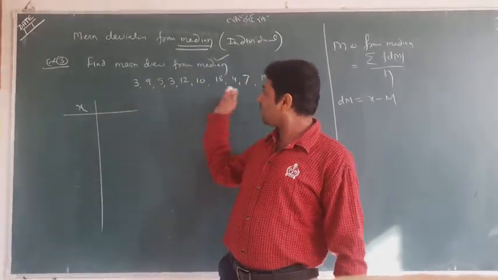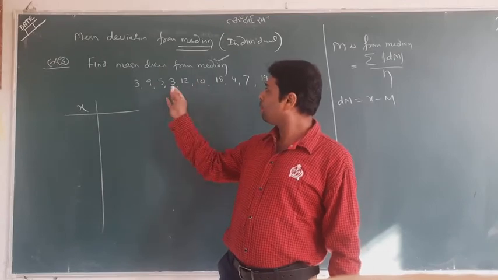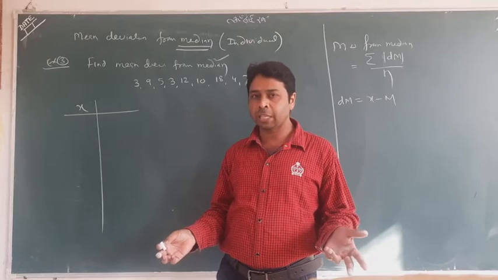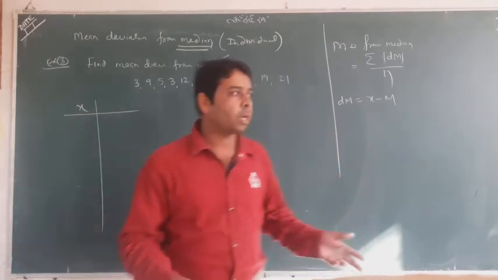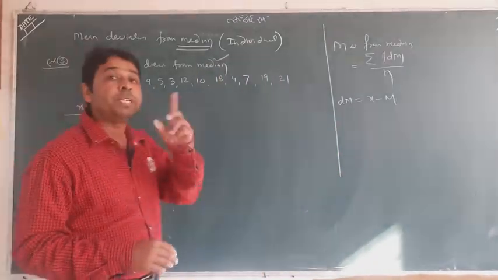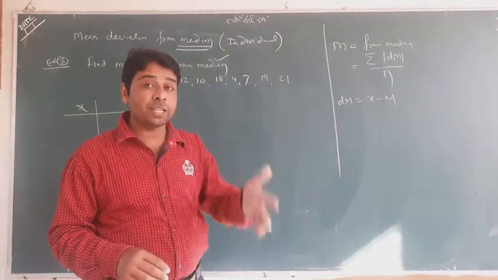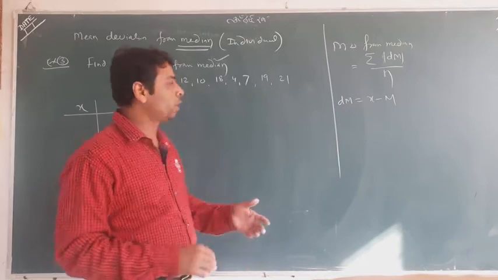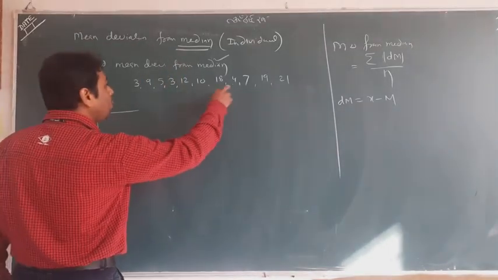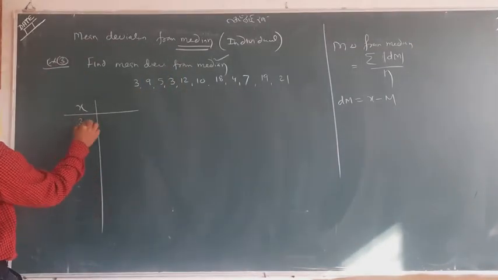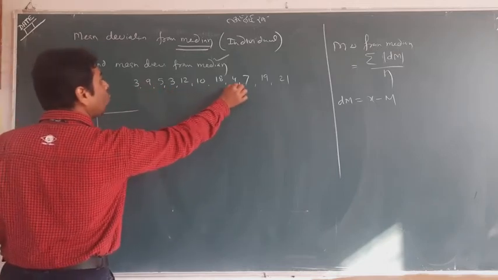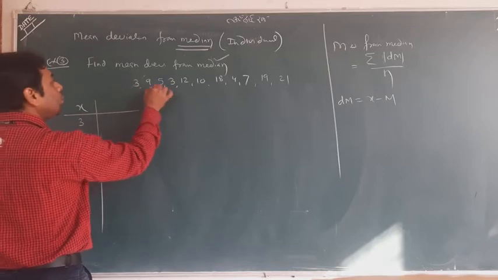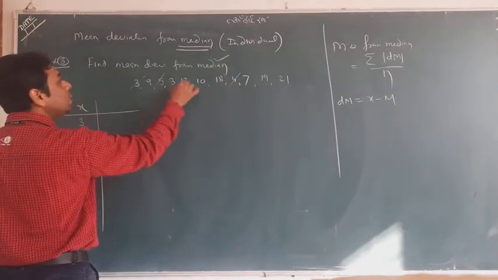Okay, finding the median for this individual sequence is very simple, and you know how to find the median, even in class 10th you studied that. So how can we find the median? For the median we need to arrange the data in ascending or descending order. We choose ascending order. First of all I'll write the smallest one, which is 3, then 4, 5, 7.